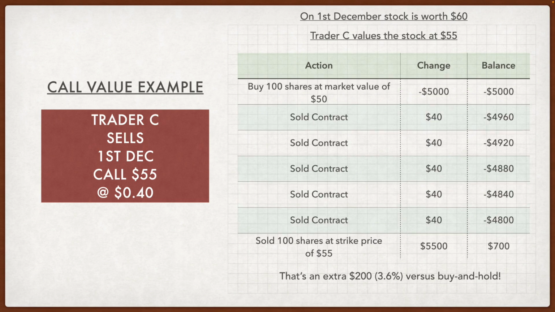And there's actually a much more realistic example, which is that they buy the shares at a low market value and they sell contracts once a month, once a week, however often they want to do it. And they can build up a significant amount of revenue over time until the stock reaches their desired strike price. In this contrived example, trader C made an extra $200 or 3.6% versus buying and holding the shares.